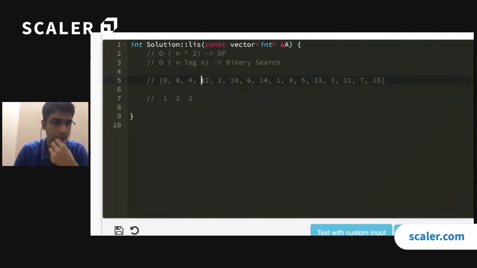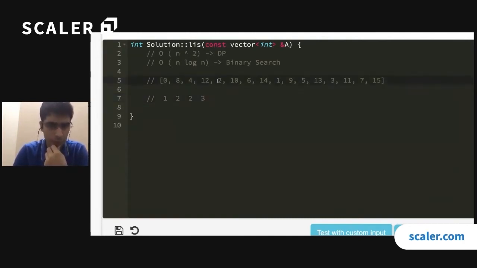Then you go to 12. Now, how many subsequences are there before this number 12 that end with a number less than 12? There are 3, right? This subsequence ends with a 4, this one ends with an 8, and this one ends with a 0. So I can add 12 after the subsequence that ends with 0, or at the end of a subsequence that ends with 8 or 4. This is the largest length of a subsequence that ends with a number smaller than 12, so I will add 12 after this. My answer will become 2 plus 1, which is 3.